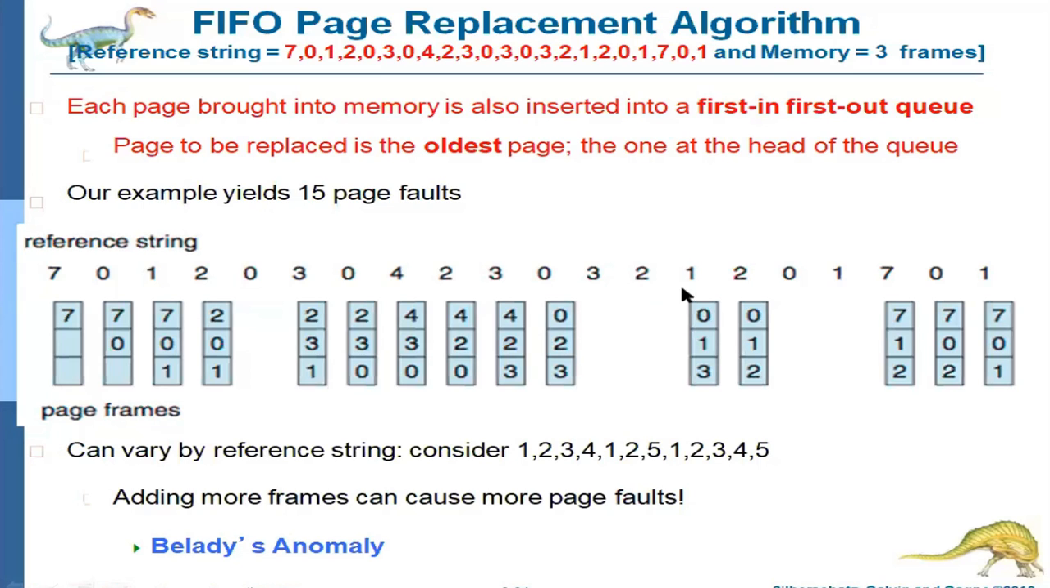So the next one is 1. So 1 is not there, so page fault will occur. So which page do you have to replace? The oldest one. Which one is the oldest one? See here. Which one is oldest? 0, 2, 3. Which one is the oldest?